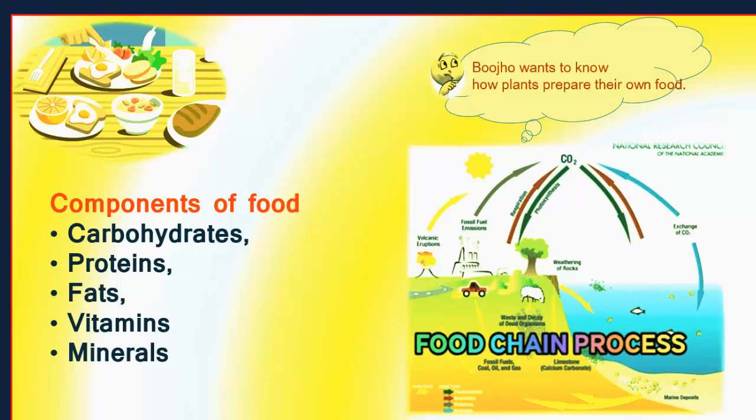Here, Boojho wants to know how plants prepare their own food. Component of foods are carbohydrates, proteins, fats, vitamins and minerals. Here we can see the cycle of photosynthesis in the picture.